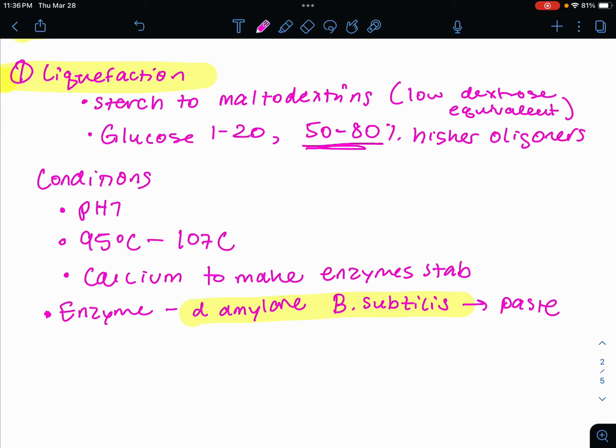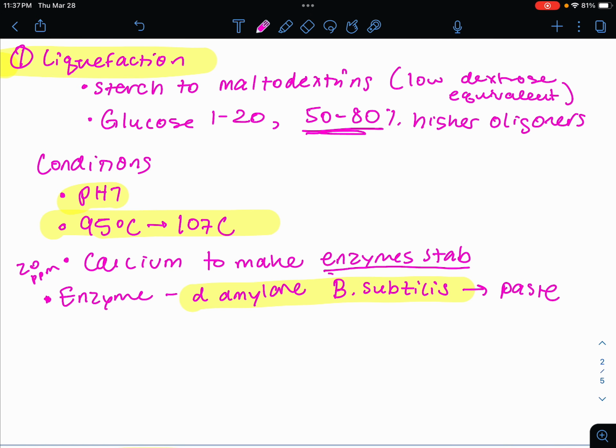Okay, conditions for this: neutral pH at 7, and you're going to raise the temperature from 95 degrees to 107 degrees Celsius. You could also use 20 parts per million calcium to stabilize the enzymes in liquefaction. Right, we're going to have our alpha amylase from Bacillus subtilis, and that's going to cause a paste to form.